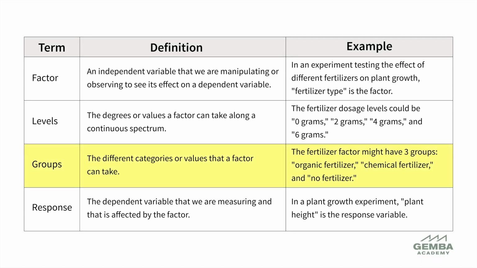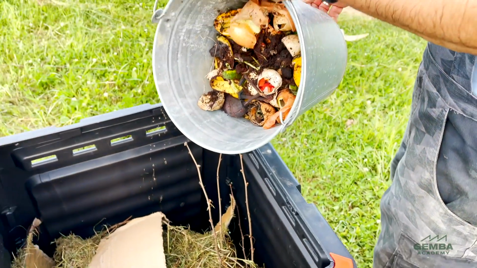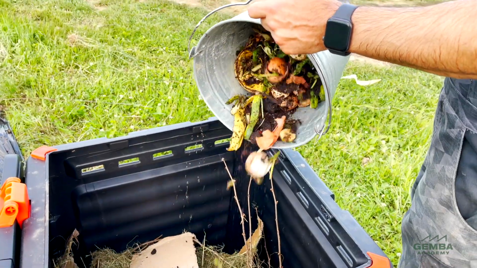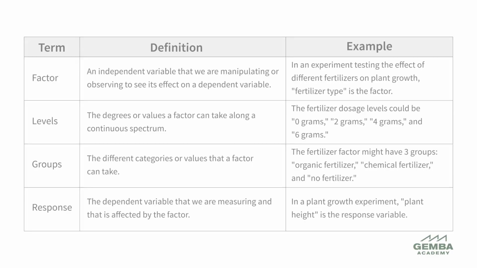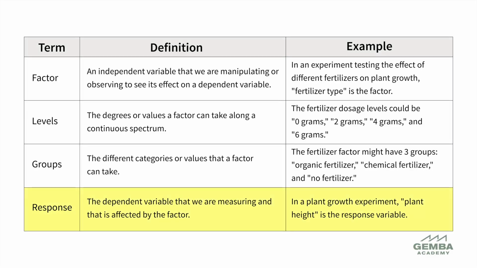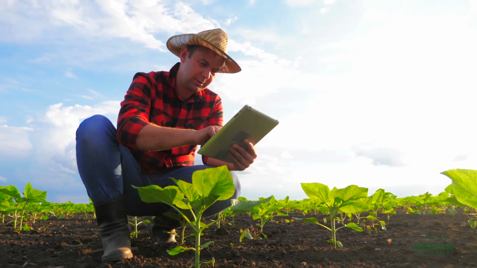The term group is almost interchangeable with level, but there are differences. Specifically, groups are the different categories or values that a factor can take. For example, the fertilizer factor might have 3 groups, including organic fertilizer, chemical fertilizer, and no fertilizer. The response is the dependent variable that we are measuring, and that is affected by the factor. In a plant growth experiment, plant height would be a response variable.